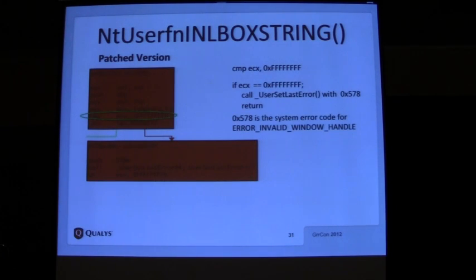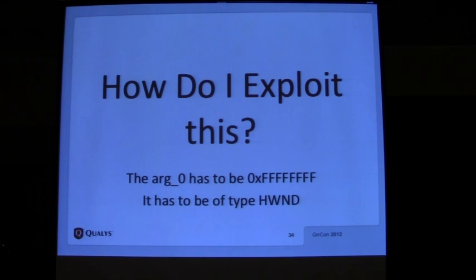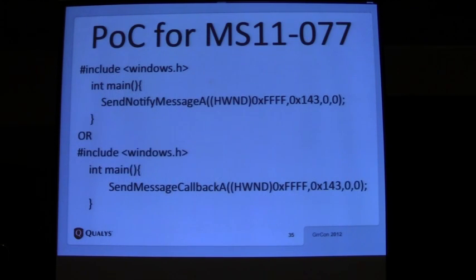The error which is set is invalid window handle. So this gave me an idea that first of all I have to set this argument to be -1, and it is explicitly telling you that it is not happy because it is an invalid window handle. So this gives you a little hint that the first argument is of type window handle. Okay, so this is a proof of concept for MS11-077, just 2 lines of code. You run it on your Windows machine, and it will be a blue screen of death.